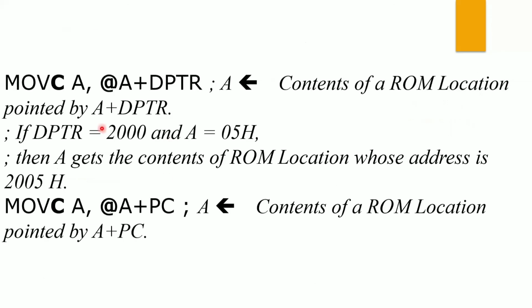So this is your indexed addressing mode. That means if you want to access the data from the lookup tables inside your external ROM memory, I will use this addressing mode, MOVC A, @A+DPTR. Now if you want to access the data from the internal ROM, then I can use PC, the program counter. So these are your addressing modes.